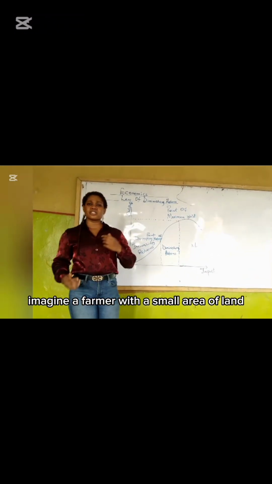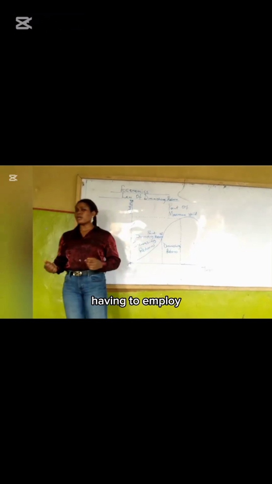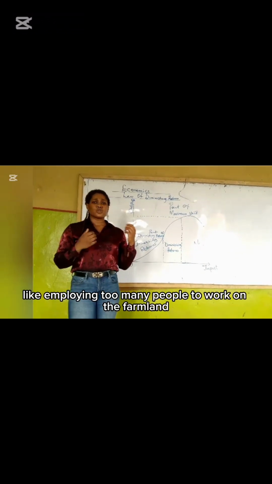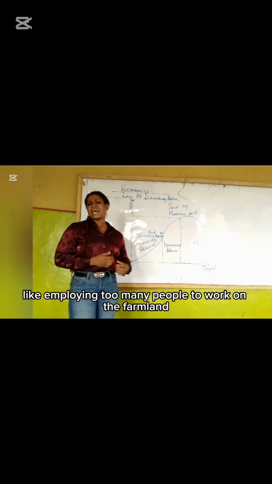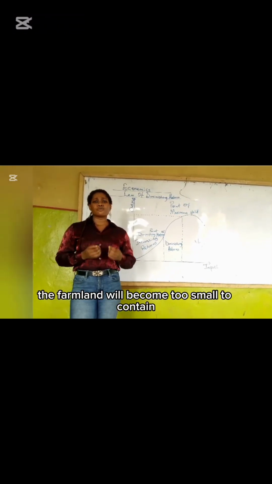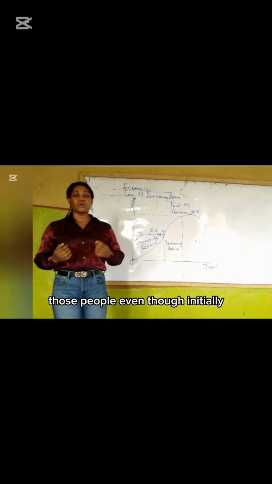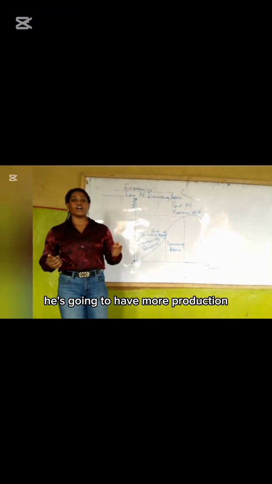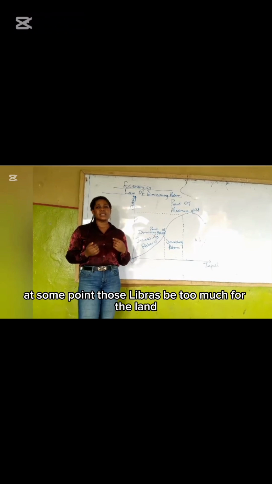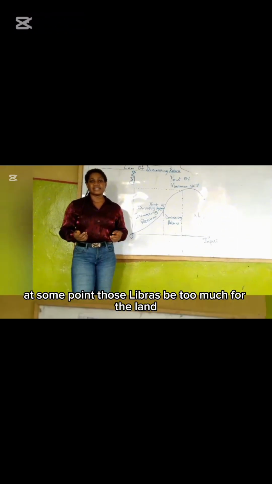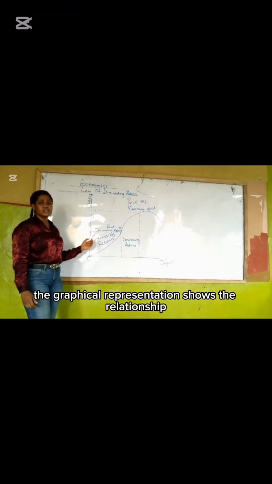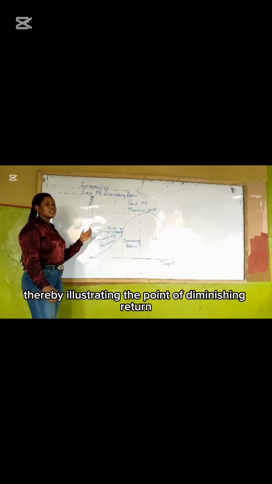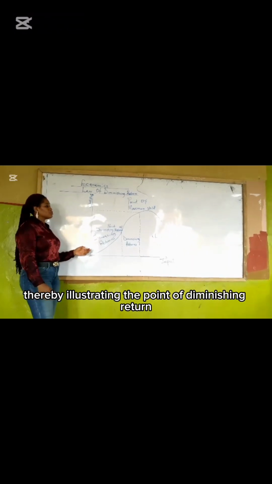Imagine a farmer with a small area of land having to employ more labor than the land needs, like employing too many people to work on the farmland. At some point, the farmland will become too small to contain those people, even though initially it's going to have more production, but at some point those laborers will be too much for the land. The graphical representation shows the relationship between inputs and outputs, thereby illustrating the point of diminishing return.